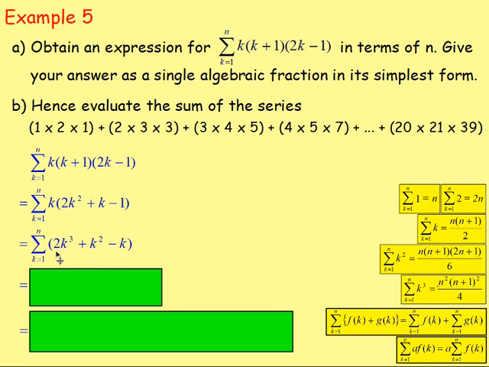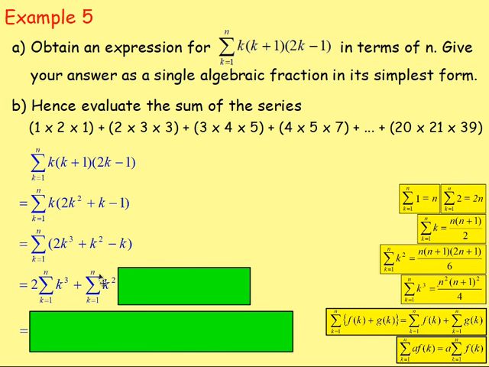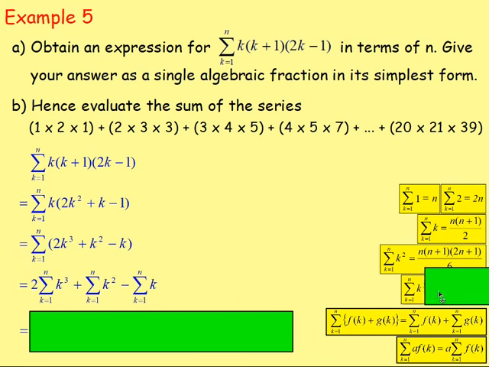Because we have the sum of the 2k cubed, and then the k squared, and then the minus k, we can split that up. So we can think that's the sum of the 2k cubed going from k equals 1 to n. But remember, because we've got that constant, we can take that just to the side. Then add on the sum of the k squared going from k is 1 up to n. And then we're taking away the sum of k going from k equals 1 all the way up to n.